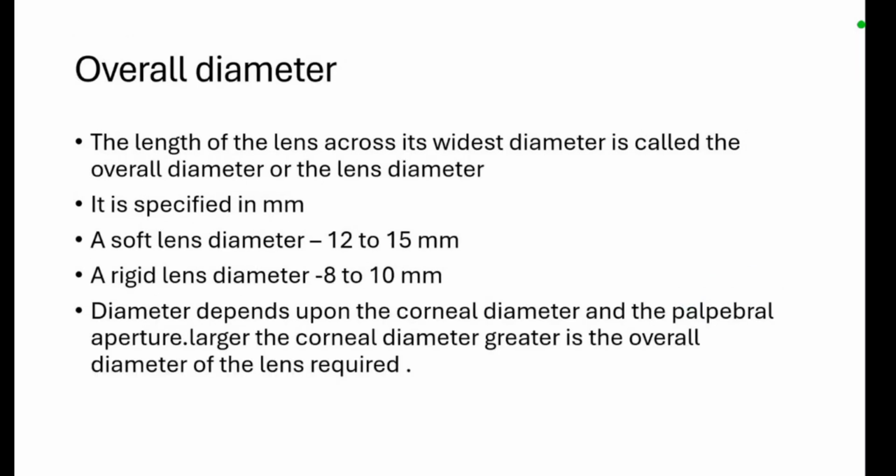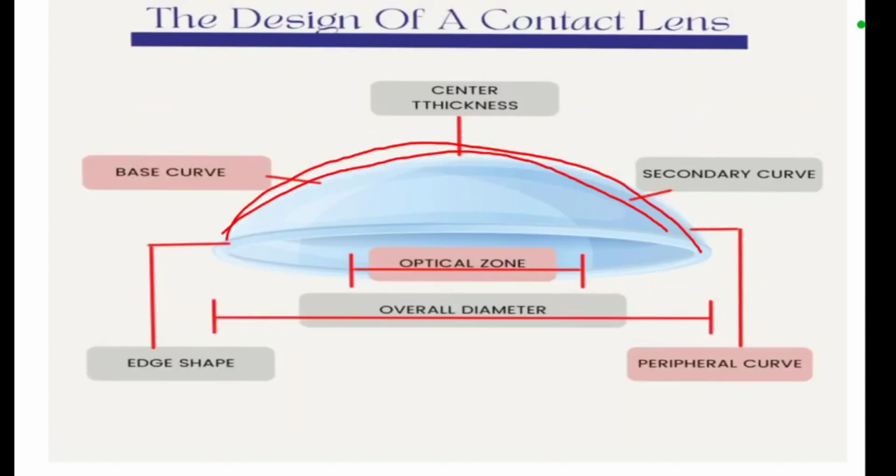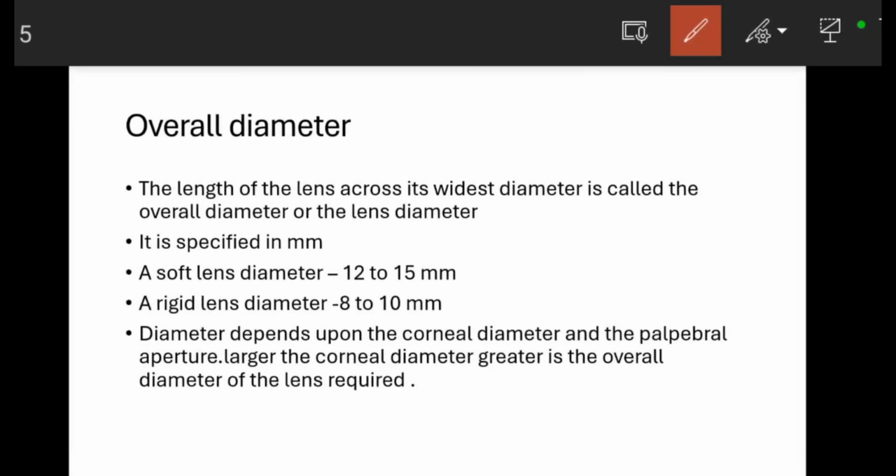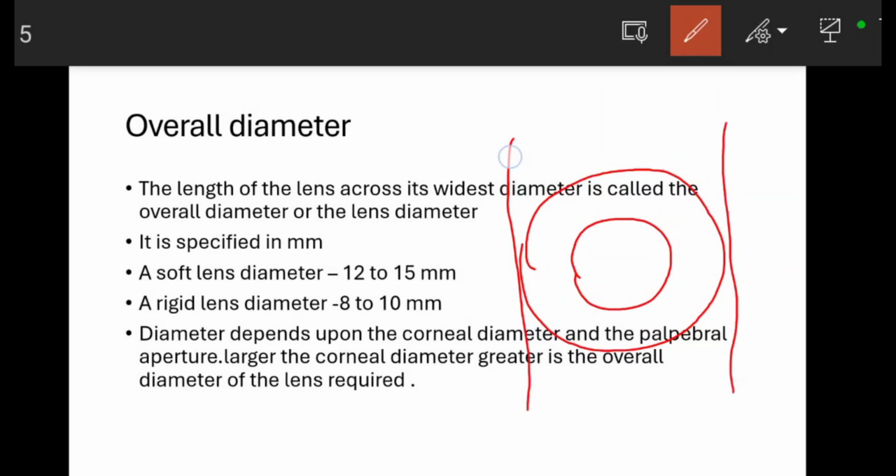Okay, next is about the overall diameter. Overall diameter means what? With this picture you will understand the overall diameter. I'm drawing a picture for you. If it is a contact lens, the central portion is there. So it is the overall diameter.